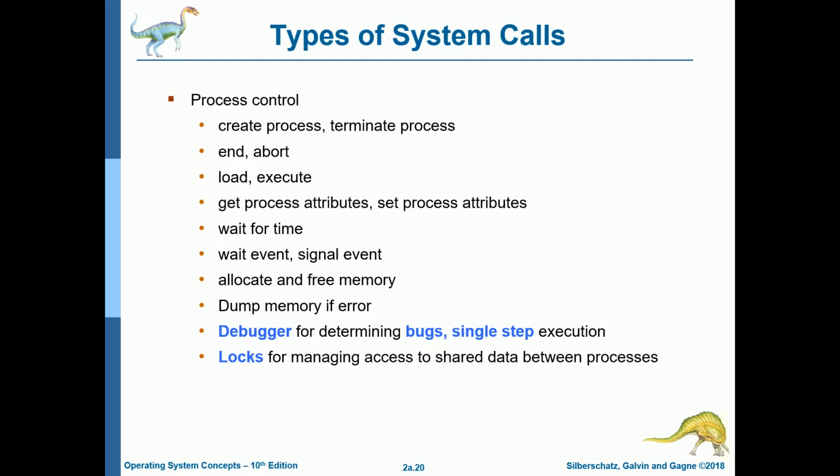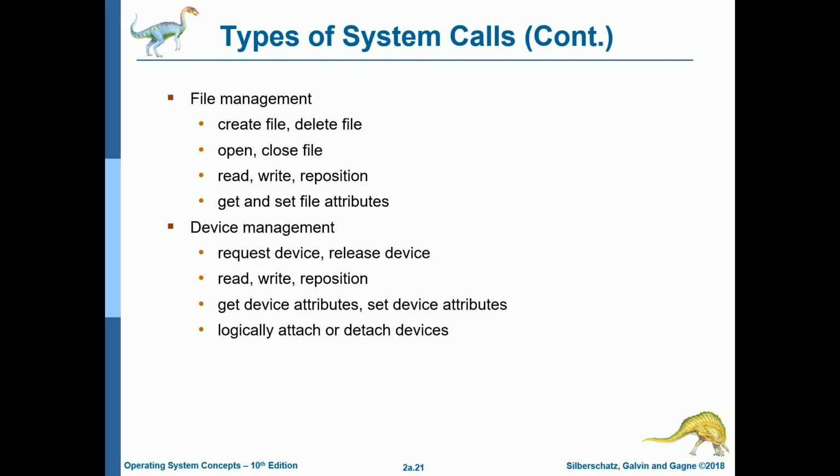a debugger for determining if there are bugs in a single-step execution, and also locks for managing and accessing shared data between those processes. Another class is file management, so we have to create or delete a file, open and close these files, read, write, and reposition, get and set file attributes. Device management is another class: requesting a device, releasing that device, read, write, and repositioning the device. Get the device's attributes, set the device's attributes, and logically attach or detach those devices.